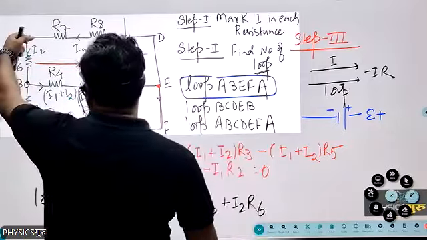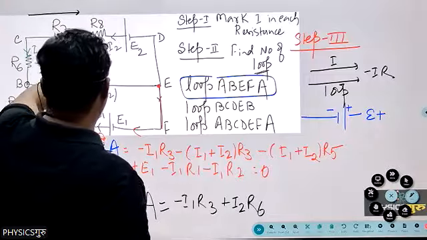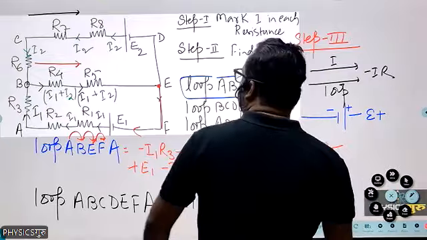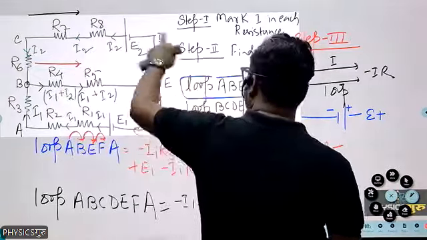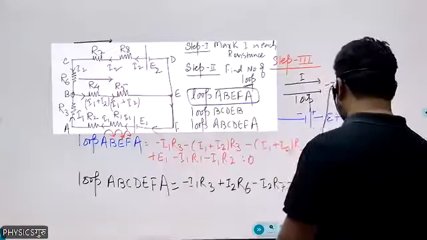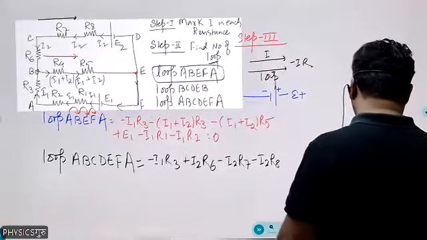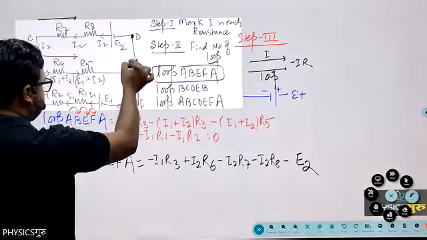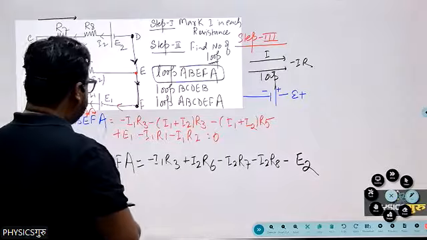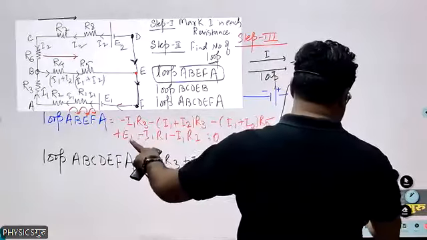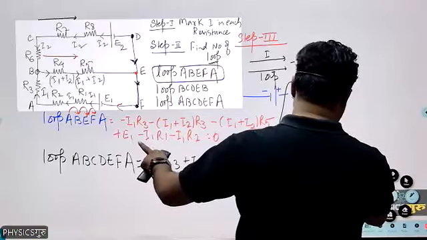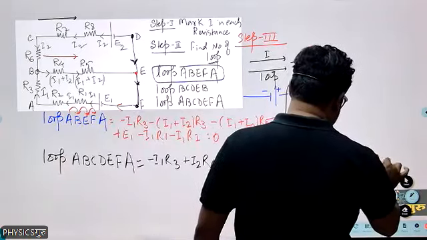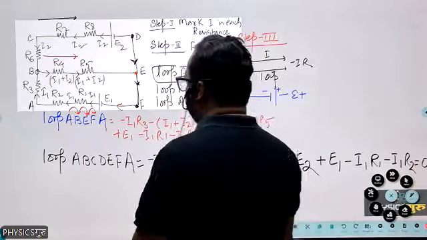Then we are moving from C to D, from left to right, and the current is moving from right to left. So it is minus I2 R7 minus I2 R8. Then we get the battery's bigger terminal first, so E2 is negative. So minus E2. Now we are at position D. From D to E, no battery, no resistance, zero. E to F, zero. From F to A, it is positive E1. Now current direction and resistance same, so minus I1 R1 minus I1 R2 equal to 0.